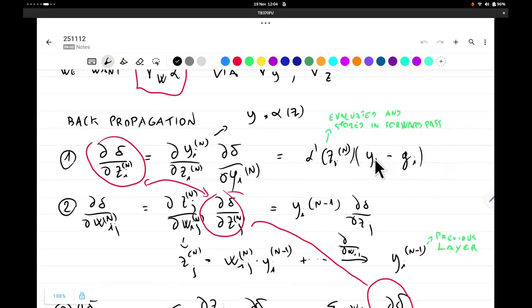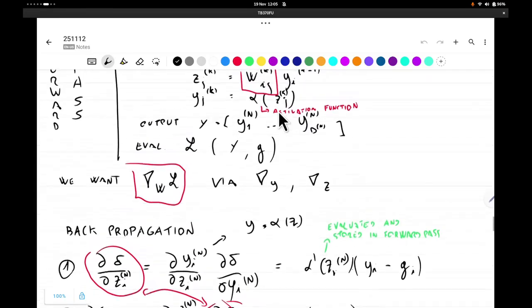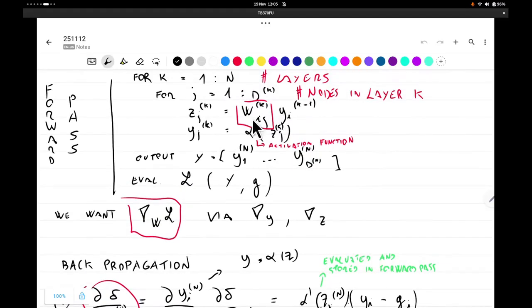So this would be the case if we use a mean square error loss function, which is the typical one for regression. We have the difference between the output and the ground truth. And then we recognize this derivative as just the derivative of the activation function alpha at that particular point z.